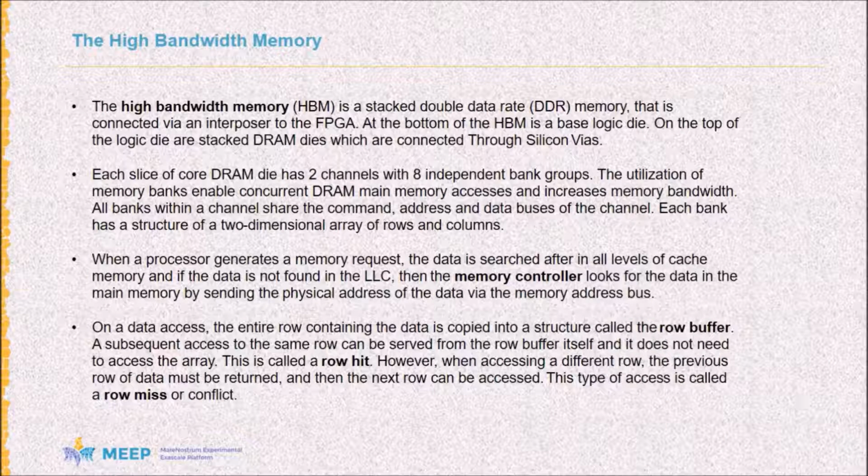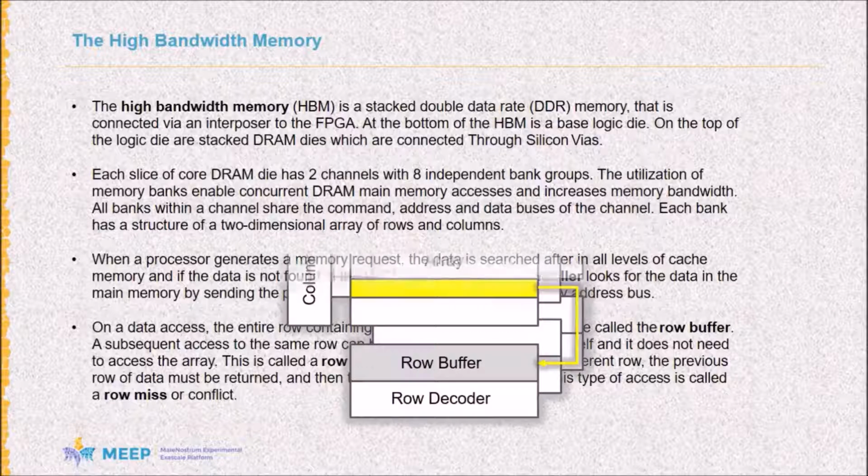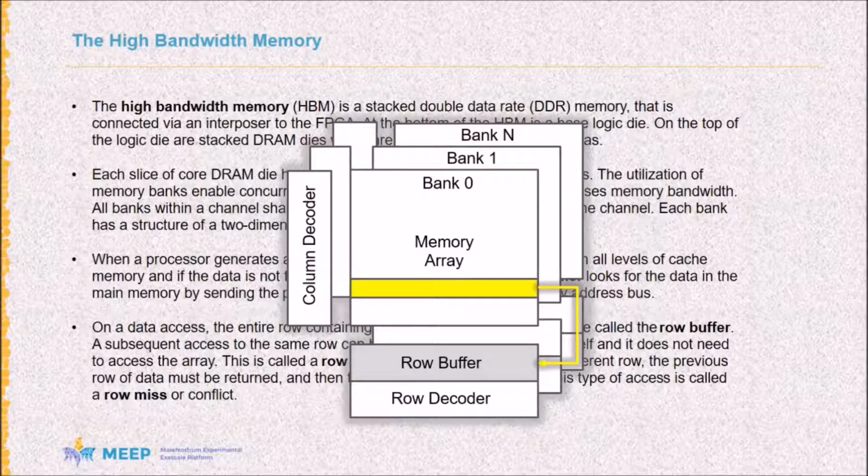When the processor generates a memory request, the data is searched for in all levels of cache memory, and if the data is not found in the last level cache, then the memory controller looks for the data in the main memory by sending the physical address of the data via the memory address bus. On the data access, the entire row containing the data is copied into a structure called the row buffer.